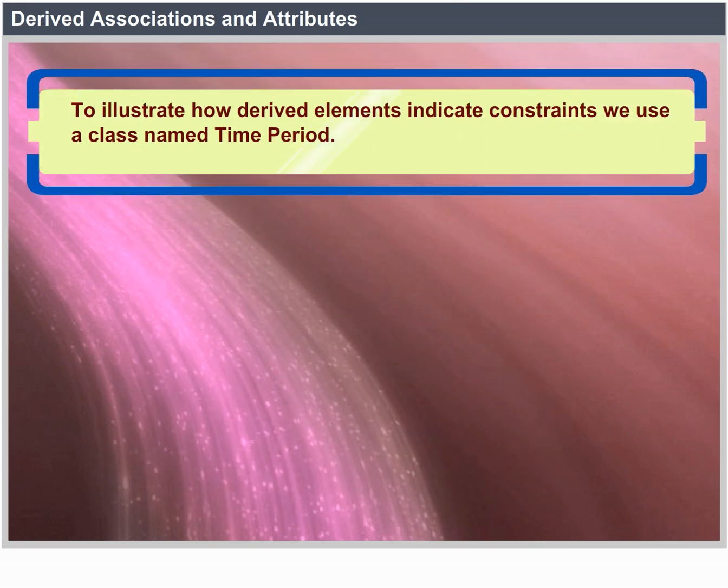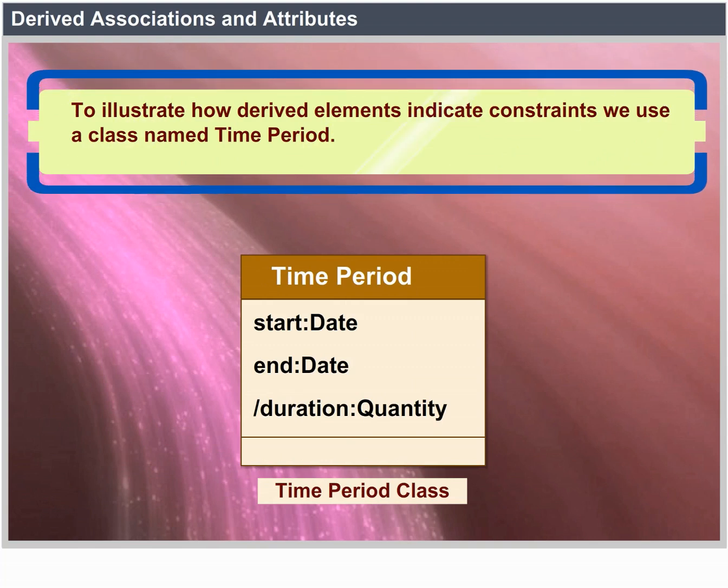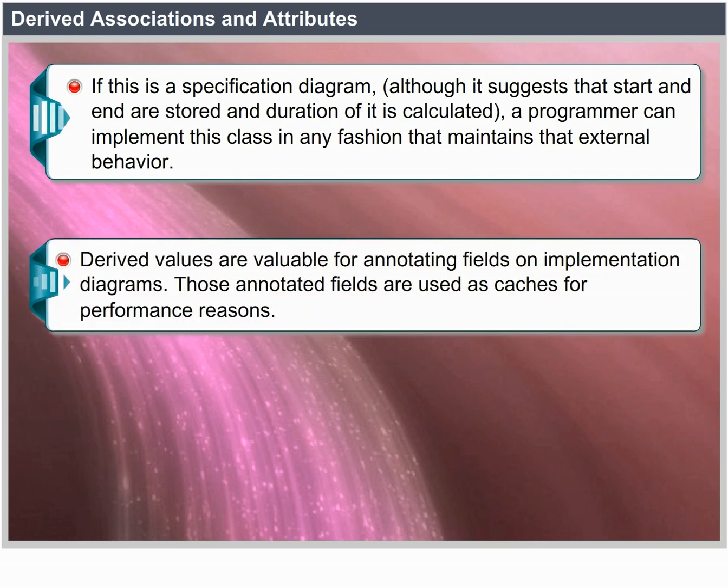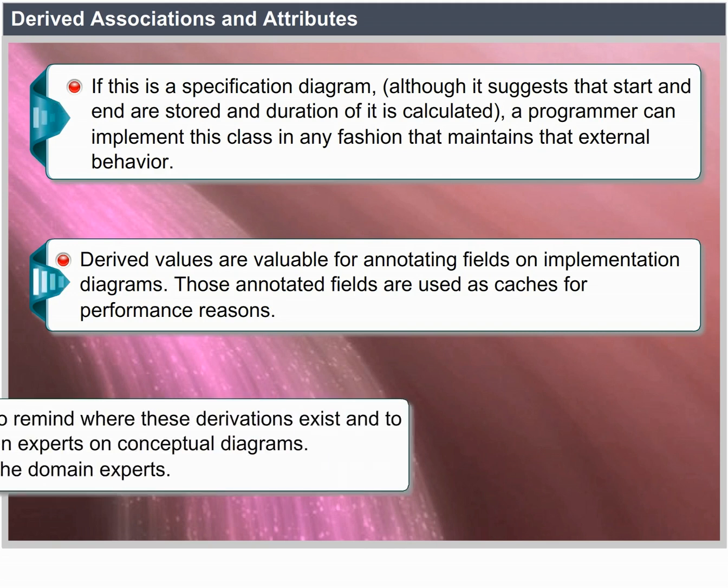To illustrate how derived elements indicate constraints, we use a class named time period. If this is a specification diagram, although it suggests that start and end are stored and duration is calculated, a programmer can implement this class in any fashion that maintains that external behavior. Derived values are valuable for annotating fields on implementation diagrams. Those annotated fields are used as cache for performance reasons.